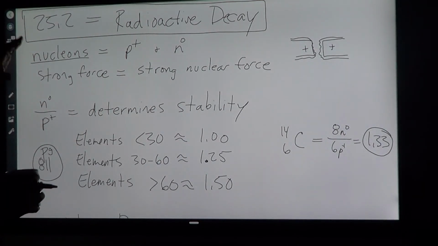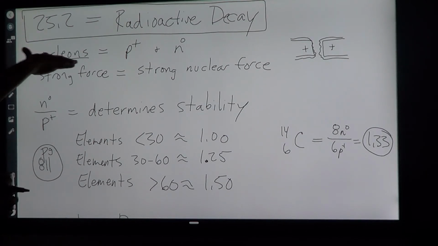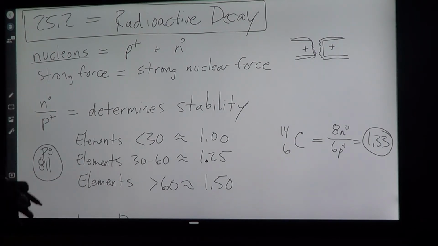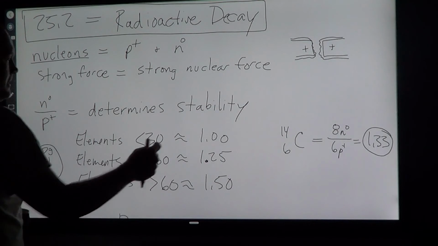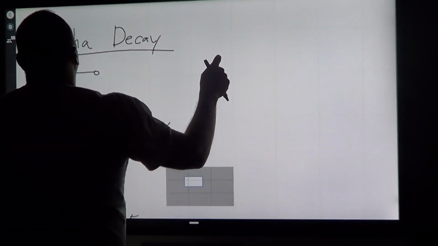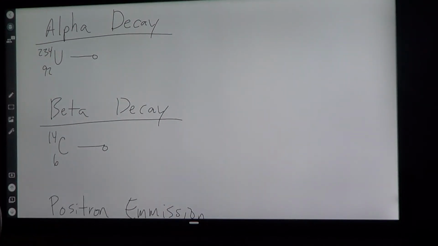And then understand that the nucleons are what determine nuclear decay, and the strong force is what holds it together. The weak force is what rips it apart. And then we're going to get into balancing nuclear equations while learning the different types of decay.